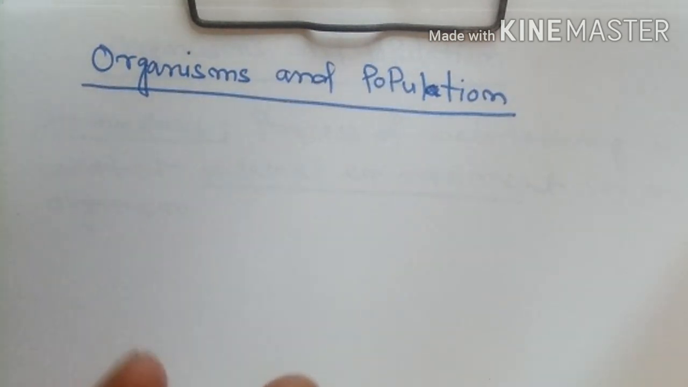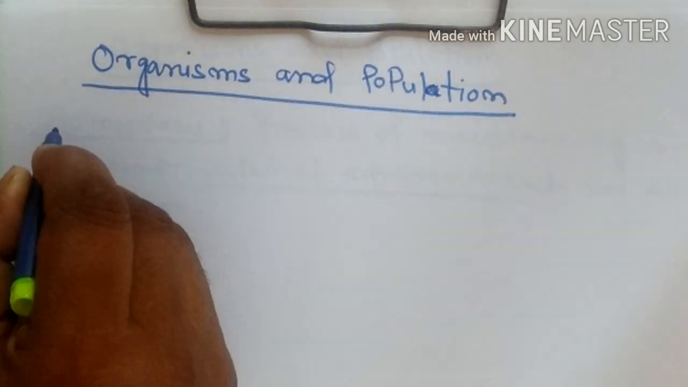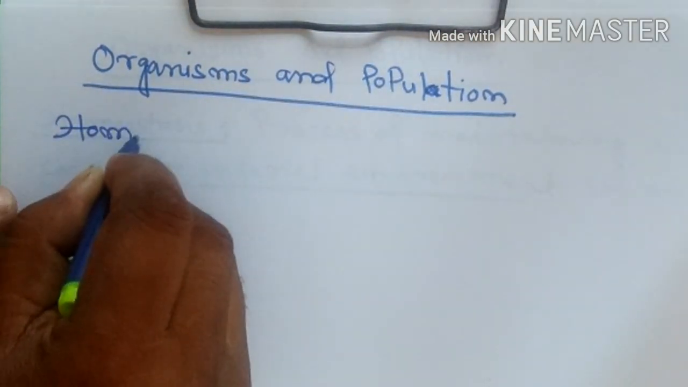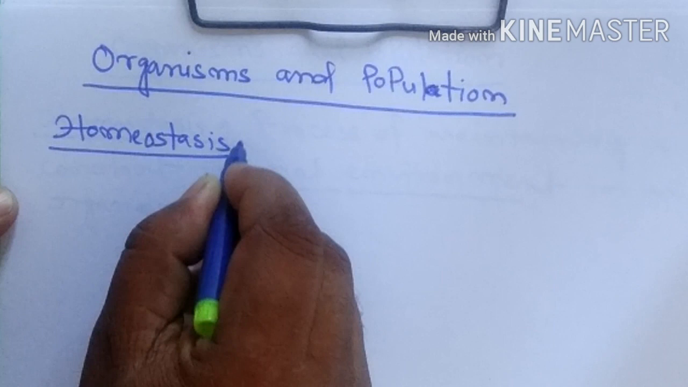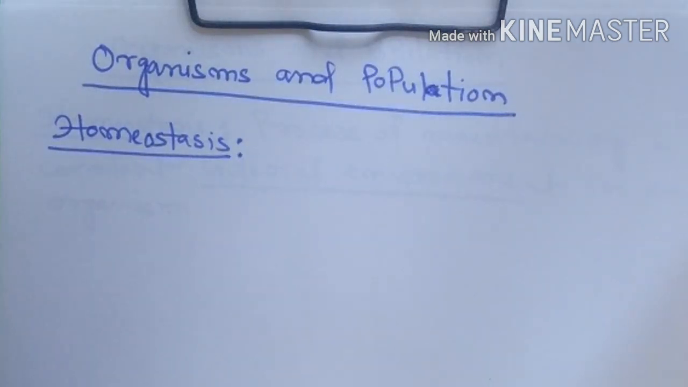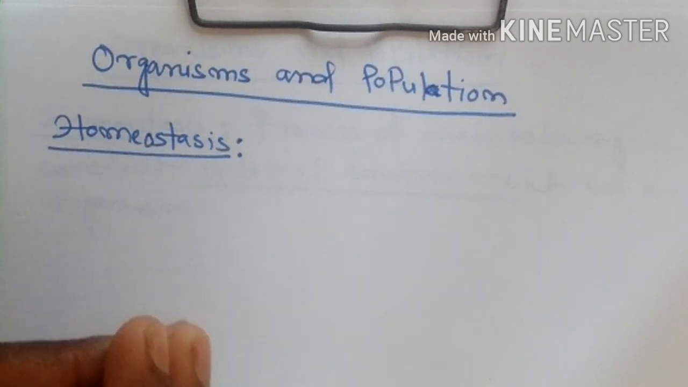Before going to discuss this, we have to know a new term, homeostasis. What is homeostasis? Homeostasis is a process, a technique, a method through which an organism maintains a constant internal environment, a constant body environment. This process, this technique, this method is known as homeostasis.